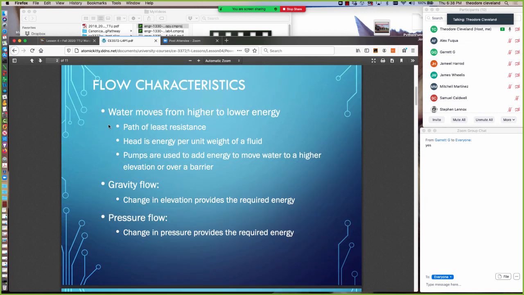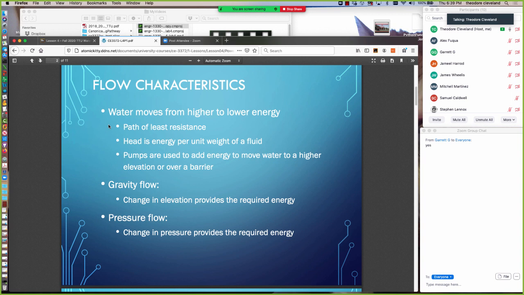So we'll start the review off and review some things about flow characteristics that we would have had in fluid mechanics class. The main characteristic to remember is that water moves from high to low energy, and the path it takes will be the path of the lowest resistance. In other words, as far as we know, it tries to maintain the energy that it has.